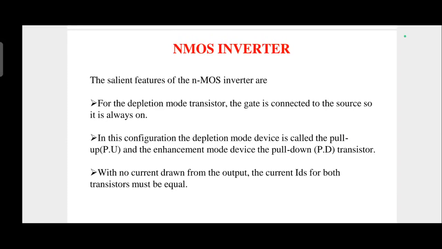In this configuration, the depletion mode device is known as the pull-up device because it is going to pull the output to the highest voltage. And the enhancement mode device is known as the pull-down transistor. That means whenever it is turned on, it is going to pull the output voltage to 0. That's why it is known as the pull-down transistor. And whenever there is no current drawn from the output, the current IDS is equal for both of the transistors.